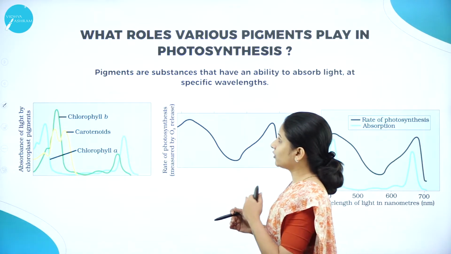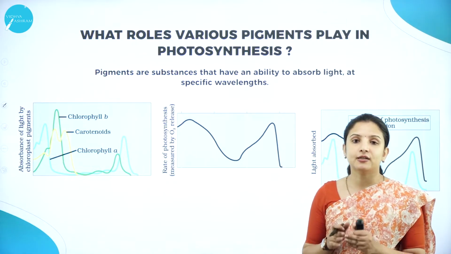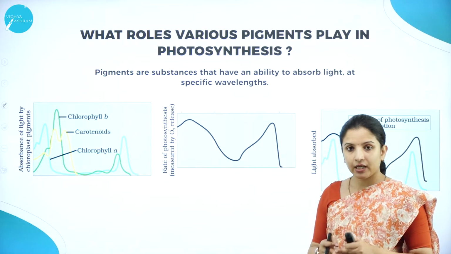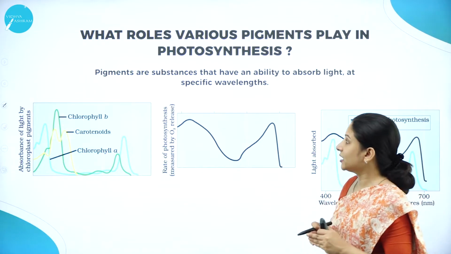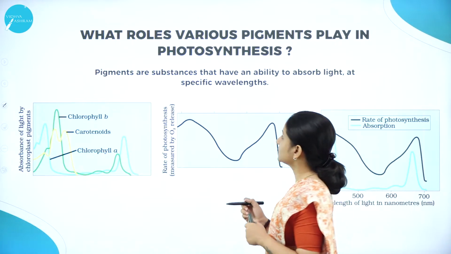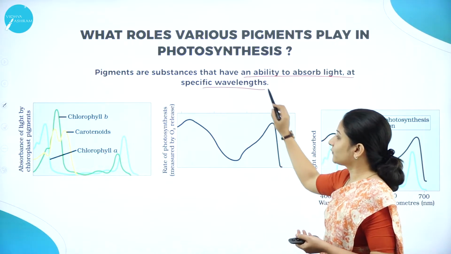So the scientists started studying the pigments. What were the pigments? They were chlorophyll A, chlorophyll B, the xanthophylls and the carotenoids. They started studying them. So what are pigments actually? Pigments are those substances that have the ability to absorb light at specific wavelengths.